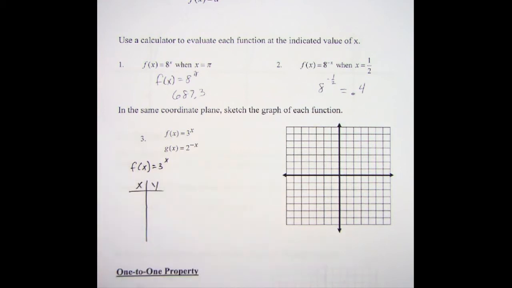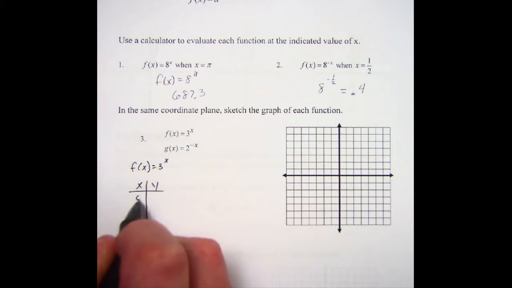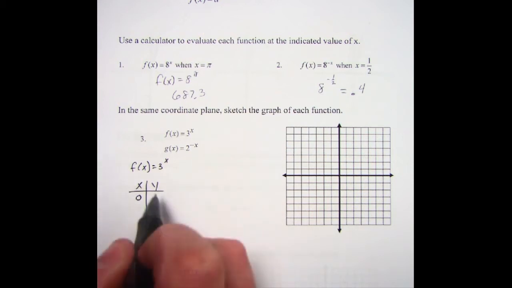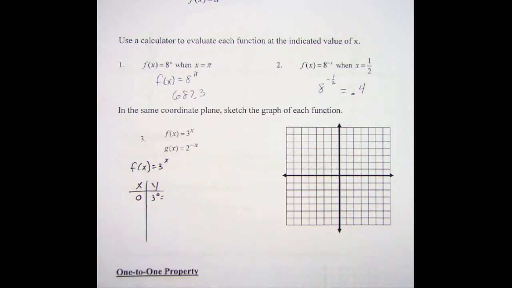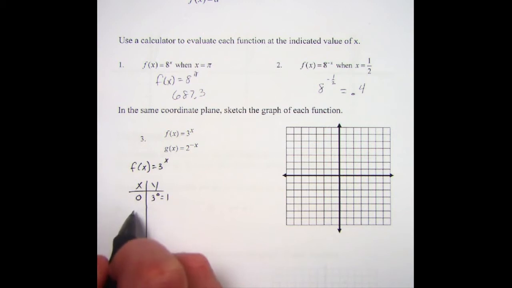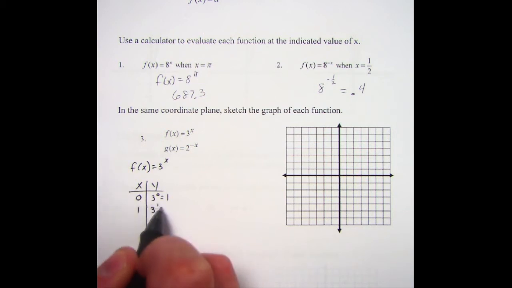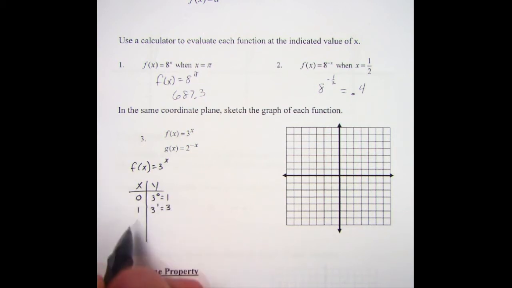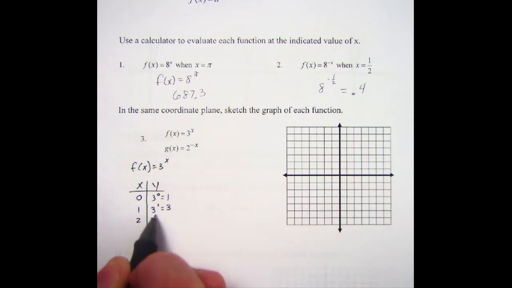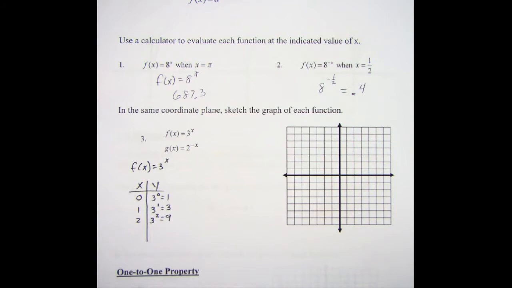So an easy number to plug in is 0, so that really means 3 to the 0 power. Remember, anything to the 0 power is always 1. So if I plug in 1, that'd be 3 to the first, which is really 3. If I went higher and higher, you can see obviously that we're going to get really big really quick, right? So let's go backwards a little bit.